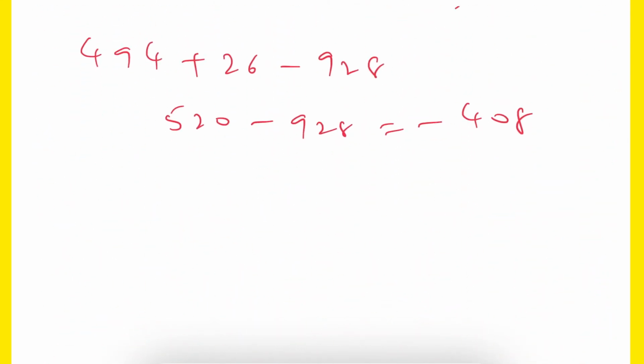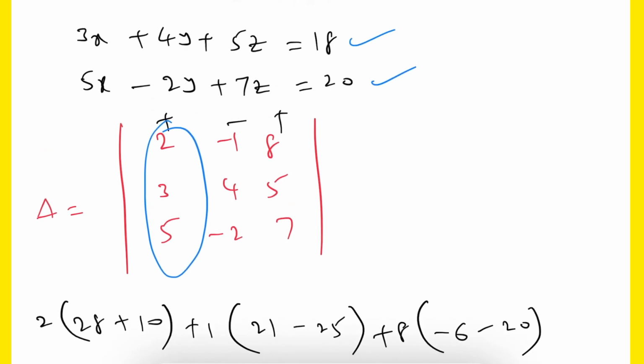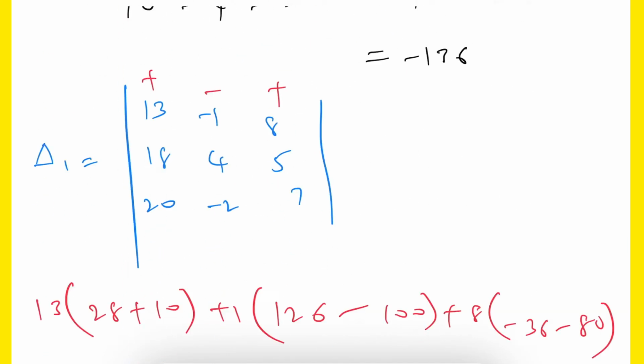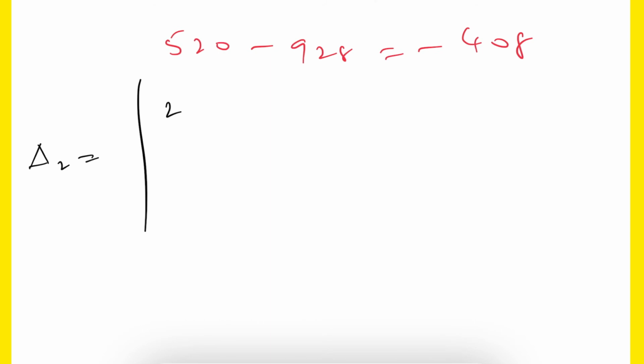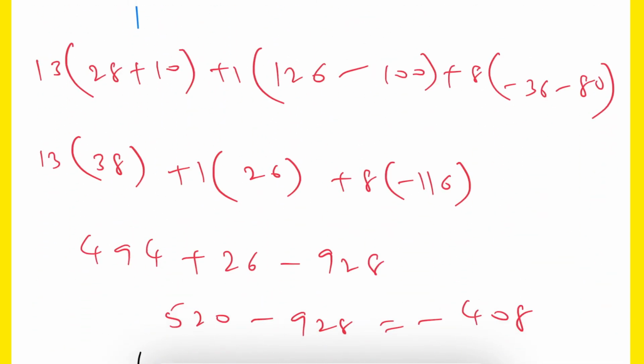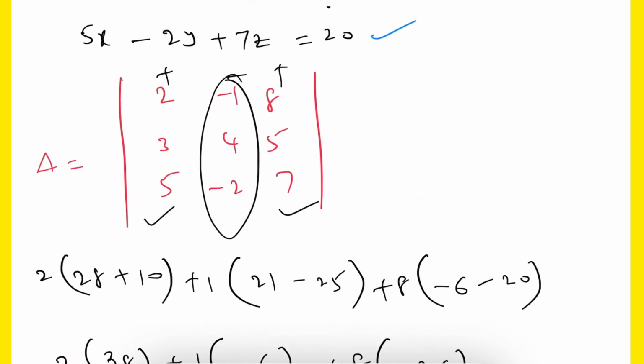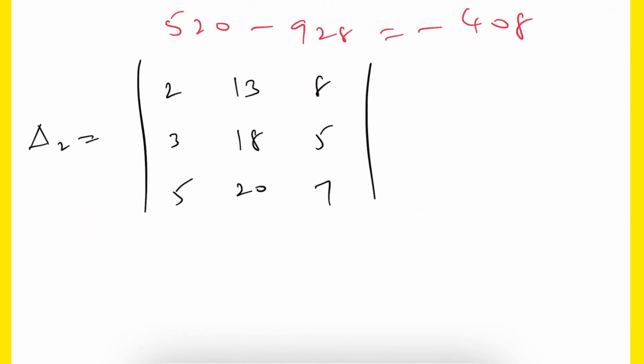Now let us find the delta 2 value then. So delta 2 is nothing but first column, third column as usual, second column we need to replace. It means this is as usual, this is as usual, this second we need to replace. So it will become first column 2 3 5. Now replacing the second column with the constants 13, 18, 20, and last column 8 5 7 as it is again. Okay, for this we need to find out the determinant now.